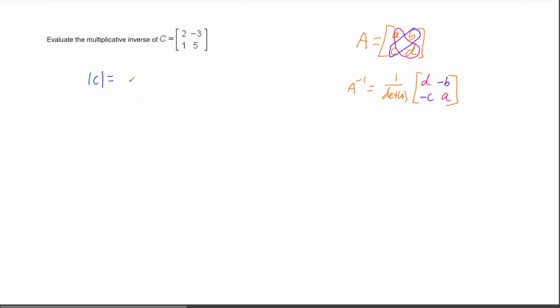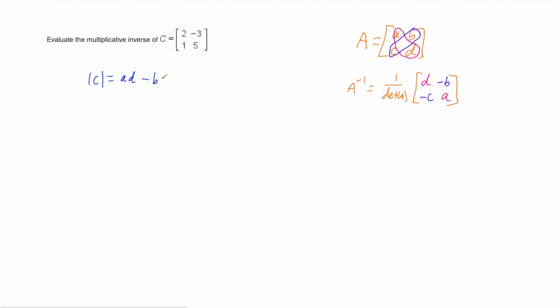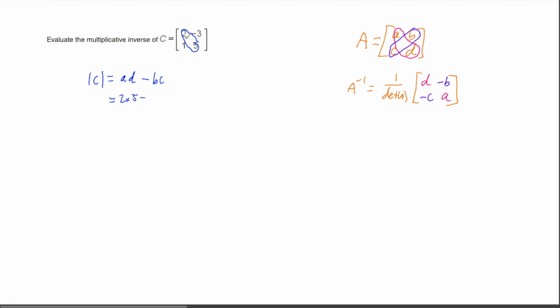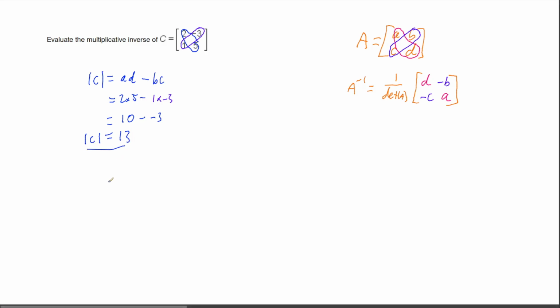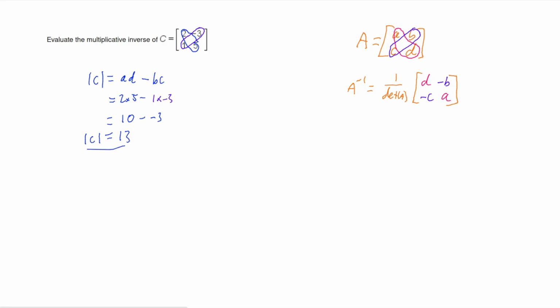Now remember, the determinant is known as doing a times d minus b times c, or the leading diagonal, 2 times 5, minus the other diagonal, 1 times negative 3. So if we work this out, we've got 2 times 5 is 10, minus 1 times negative 3 is negative 3. So our determinant of C is 10 plus 3, which is 13. So now we know our determinant, we can go and calculate our inverse.